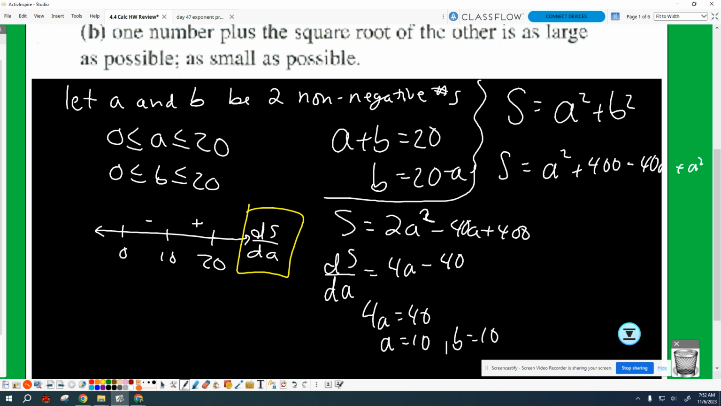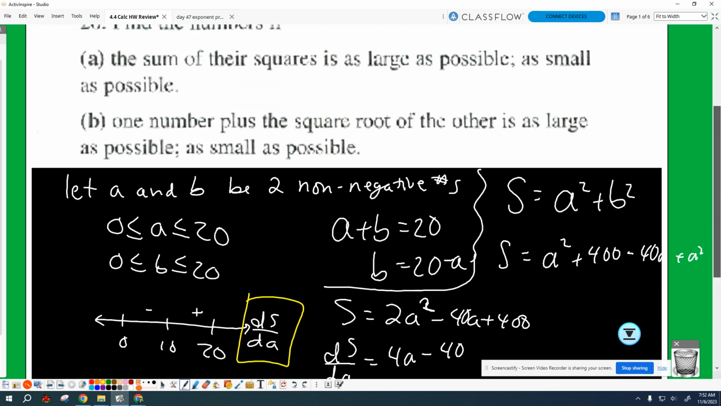I should write it out, but I'd rather not. So the largest sum possible of the squares, they ask you for the sum or what numbers meet that.